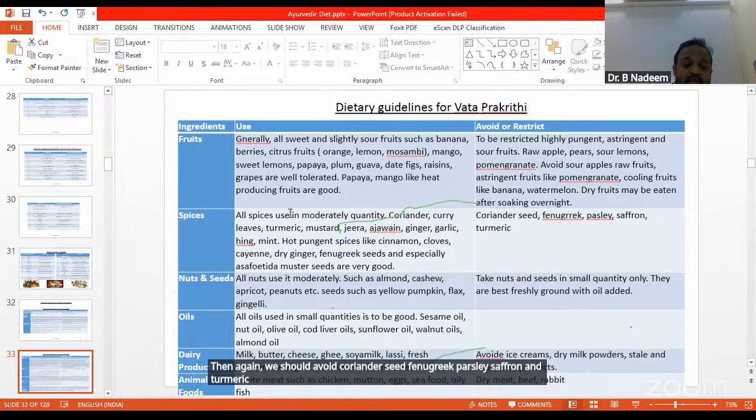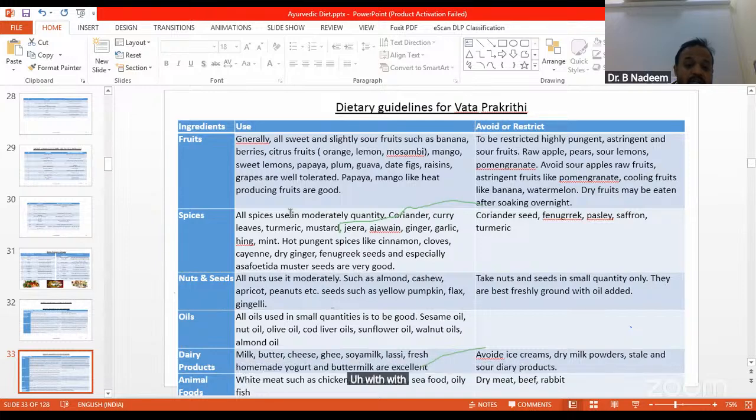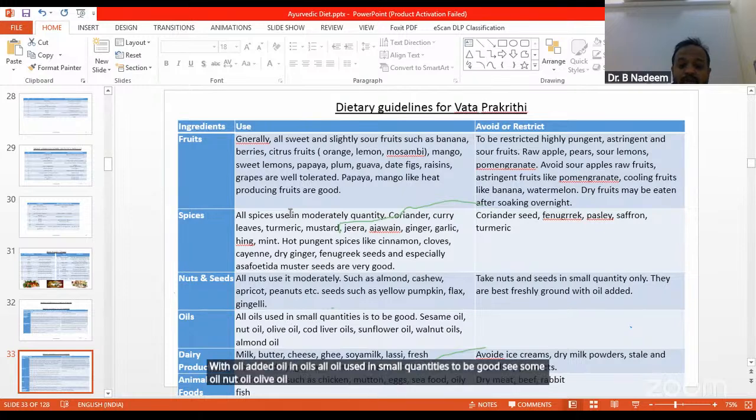Again, nuts and seeds, all nuts use it moderately, such as almond, cashew, apricot, and peanuts, such as yellow pumpkin, flax, gingerly. Take nuts and seeds in small quantity only. They are best freshly ground with oil added. Oils, all oils used in small quantities are good. Sesame oil, nut oil, olive oil, cod liver oil, sunflower oil, walnut oil, almond oil.